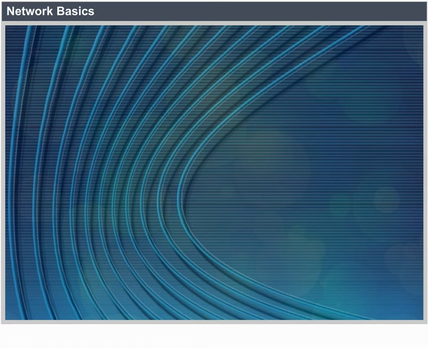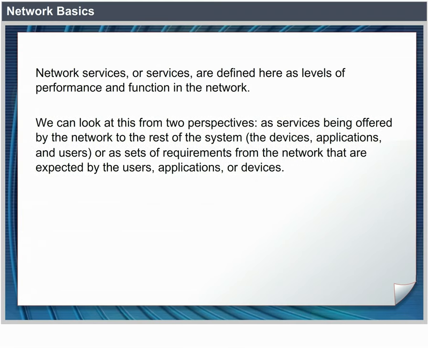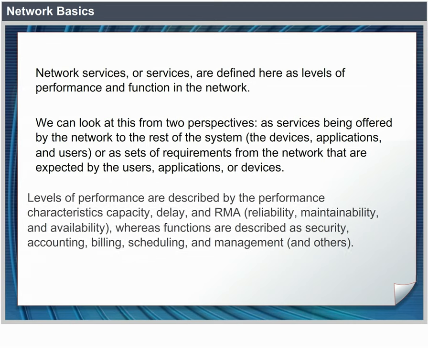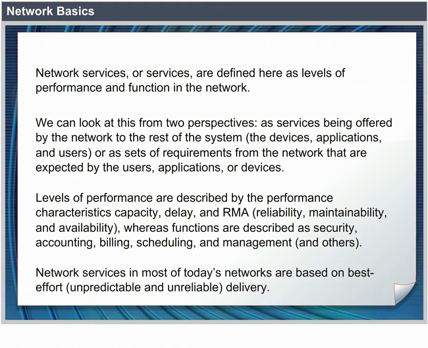Network basics. Network services, or services, are defined here as levels of performance and function in the network. We can look at this from two perspectives, as services being offered by the network to the rest of the system, the devices, applications and users, or as sets of requirements from the network that are expected by the users, applications or devices. Levels of performance are described by the performance characteristics, capacity, delay and RMA, reliability, maintainability and availability, whereas functions are described as security, accounting, billing, scheduling and management, and others. Network services in most of today's networks are based on best effort, unpredictable and unreliable delivery.